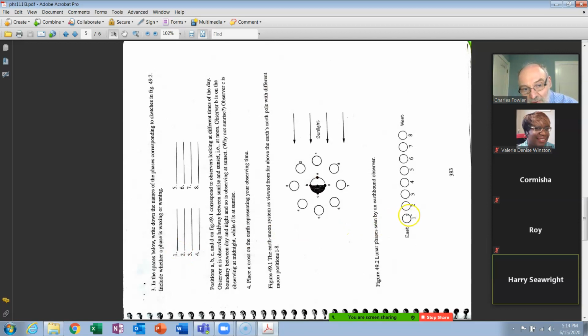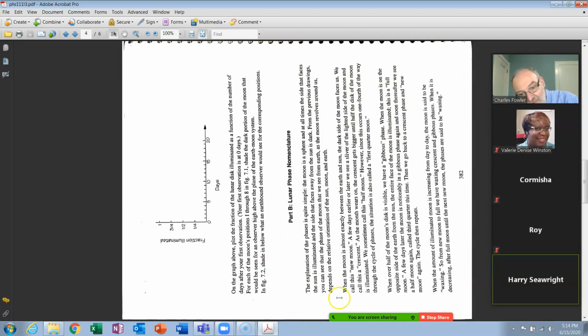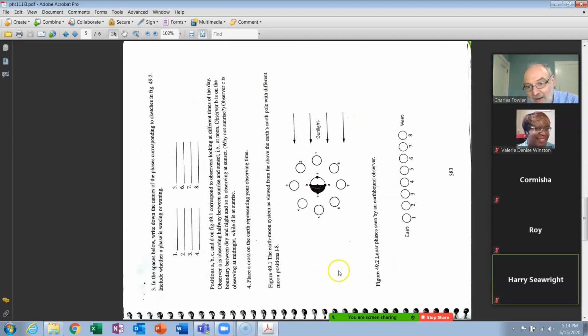But number 2, when only that little slice toward the sun is light and the rest of it's all dark, what do you call that one? I'll go back 1 page. Here it is. The crescent moon. Crescent. The crescent moon. Now, is it waxing or waning?